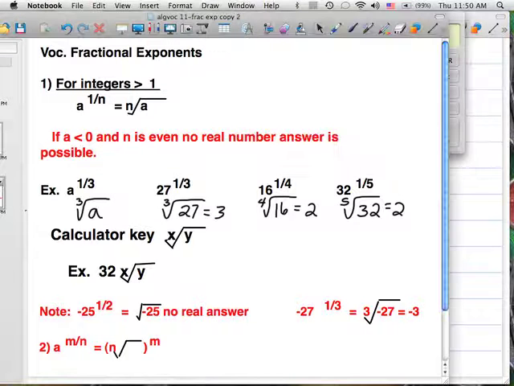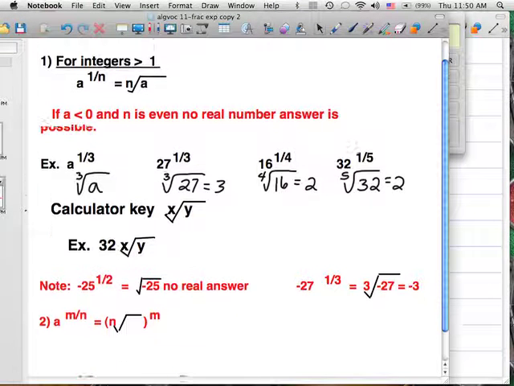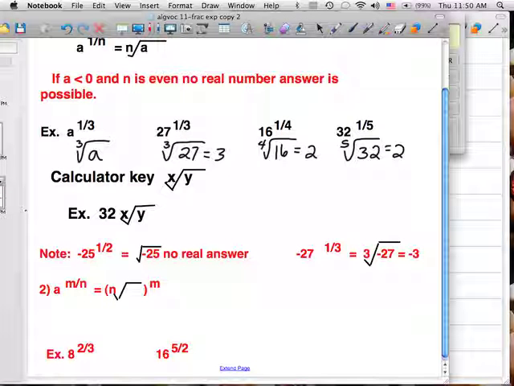If I try to take the square root of a negative number, there is no real answer because there's no number times itself that equals a negative value. If you have a negative times a negative, you're going to get positive. If you have a positive times a positive, you're going to get positive. However, you can take an odd root, such as 1/3. So if I want the cube root of negative 27, it's going to come out negative 3, because negative 3 times negative 3 is positive 9, times the negative 3 is negative 27.